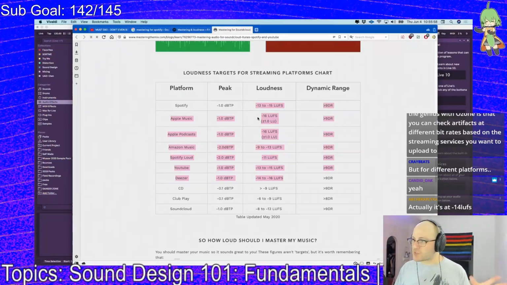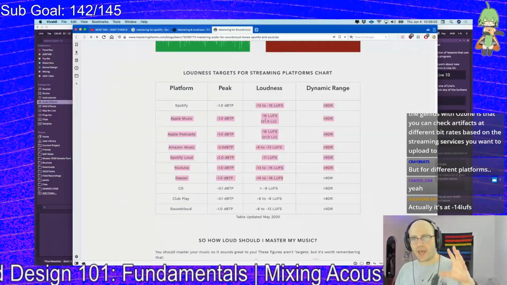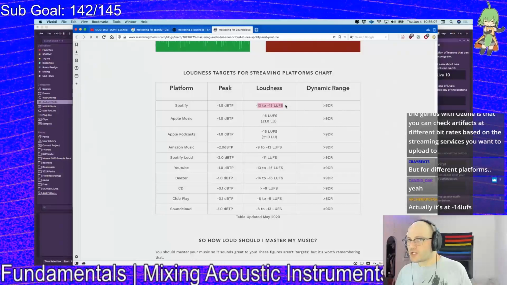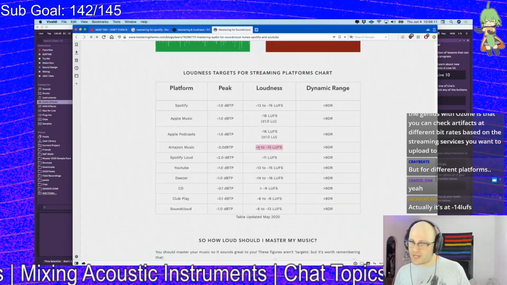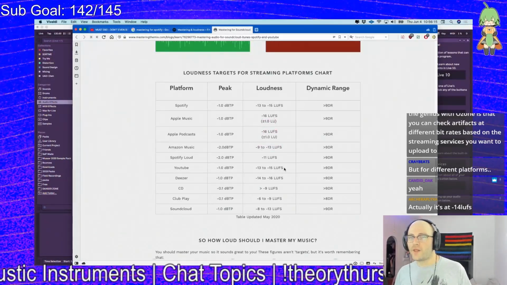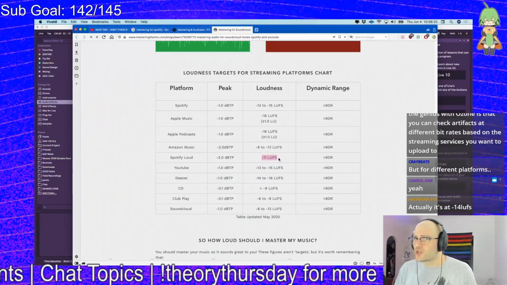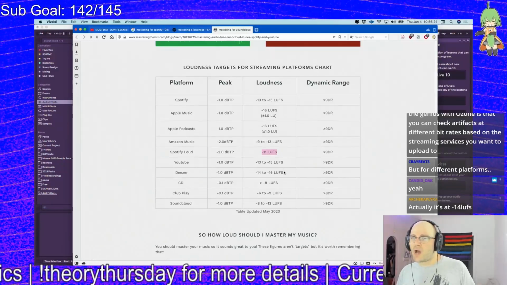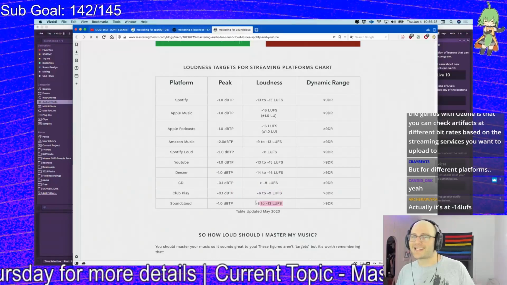That's why people suggest minus 14 loudness units as a reference point, because minus 13 to minus 15 is basically minus 14. Minus 9 to minus 13, it's a little bit louder. Minus 16, it's a little bit quieter. 13 to 15, 14 to 16. Minus 14 is fairly close to all of these examples. But notice how that changes when we go to CD, Club Play, and SoundCloud.